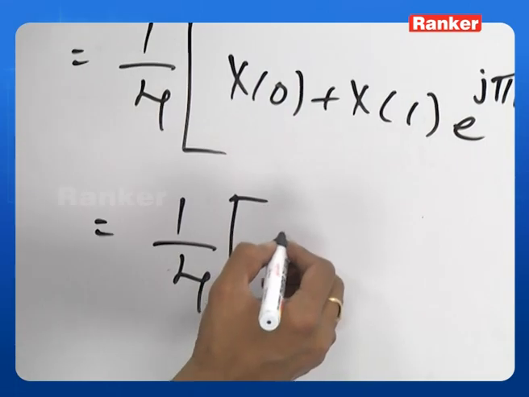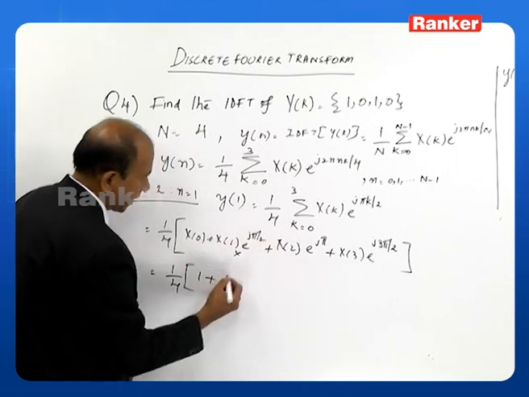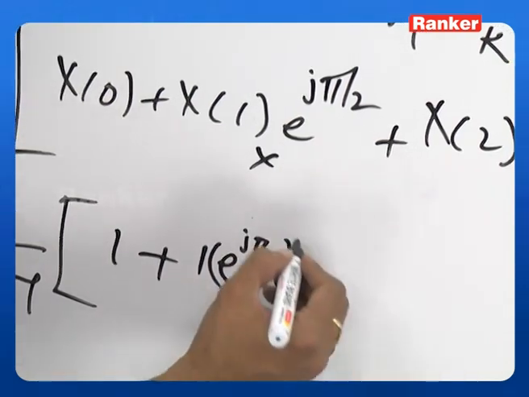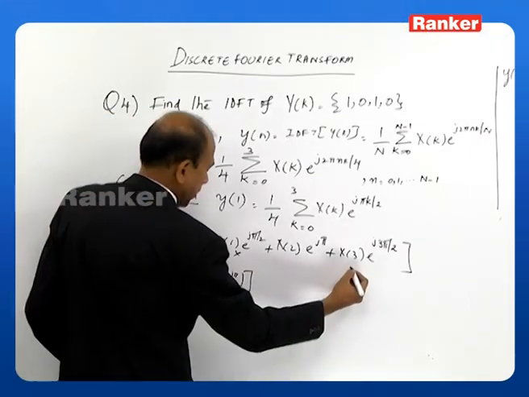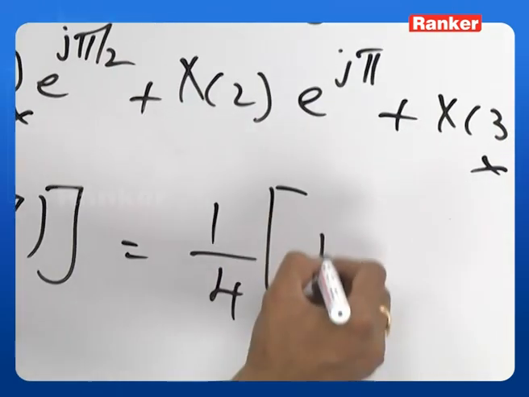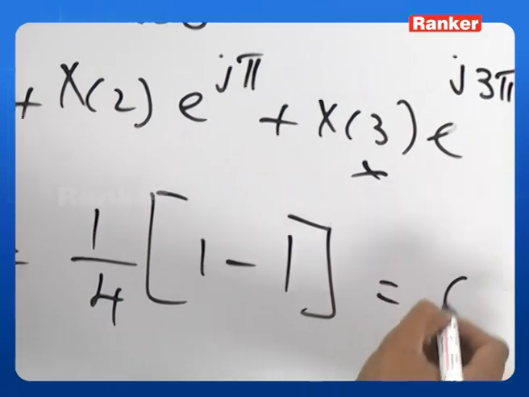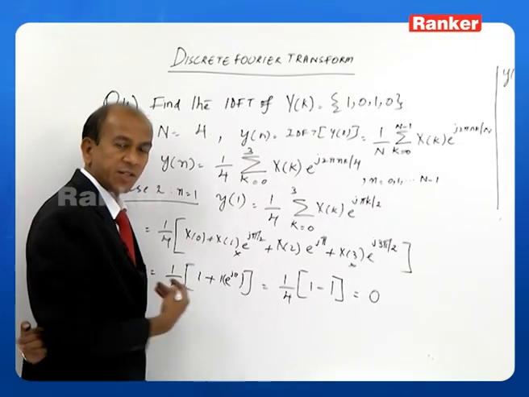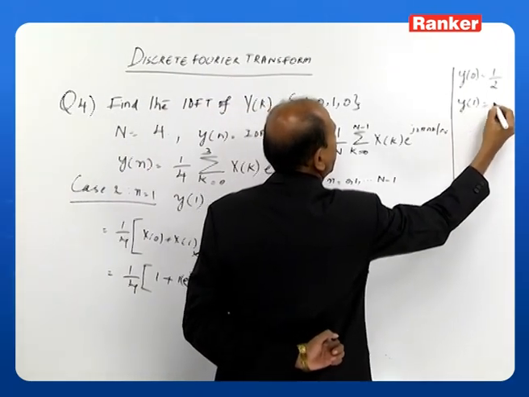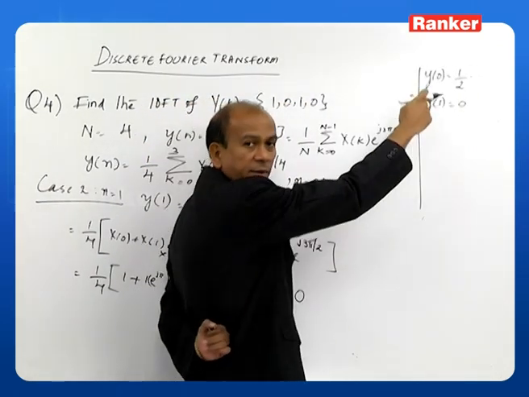X of 0 for us is 1, so let us put that 1. So this is 0, so this term cancels. And then what about this? X of 2 is 1 again. So 1 into e to the power of j pi, okay, and then that other term is gone because that's also equal to 0 now. So I can write this as 1 by 4 into 1, okay, that is the e to the j pi will be minus 1, so this will be equal to 0. Let's just shift the camera a little there. So y of 1 is equal to 0 for us here.